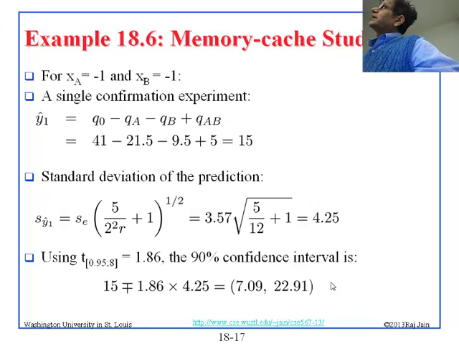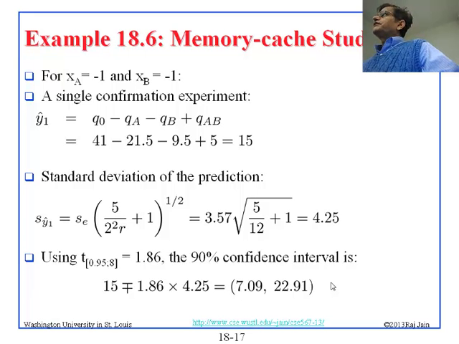So the example is the memory cache study, and you want to predict what will happen with xa minus 1. You have already measured the value 3 times. Now you're going to predict. Your prediction is going to be exactly the same mean. The main thing is that if you want to be sure that in the future that mean shows up, then you have to say how many observations you will take. If in the future you are just going to take one observation, then your variation will be large, and that would be 4.25. Your confidence interval would be this.